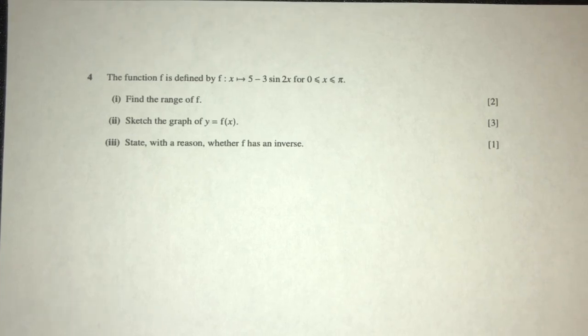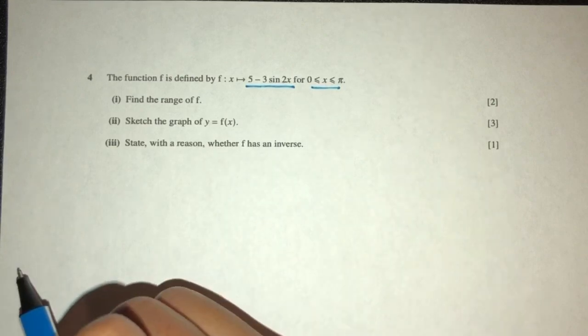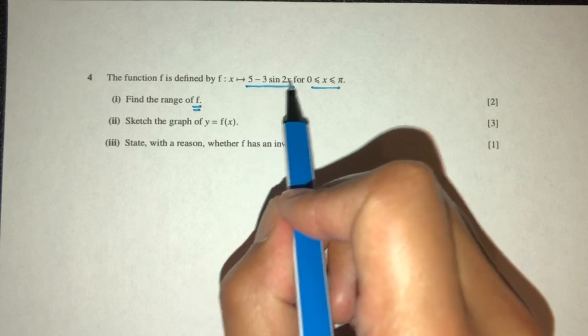The function f is defined by this. Okay, great. Between this and this. This is the domain for your function, right? Now we have to find the range of f. Pretty easy. The only thing changing here is this.